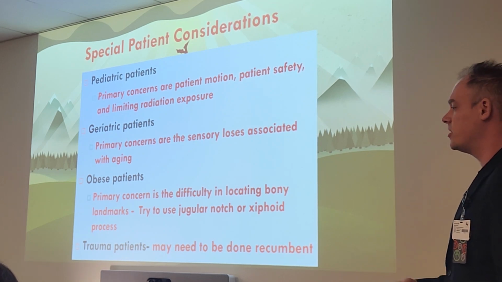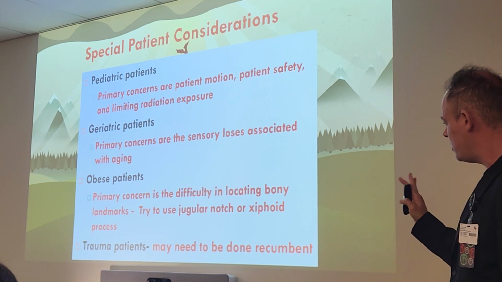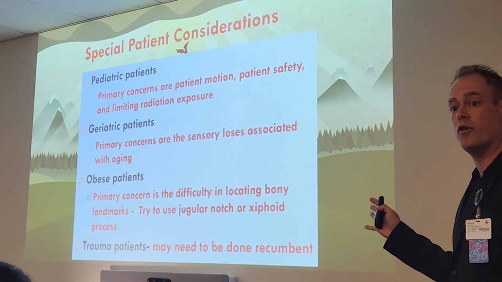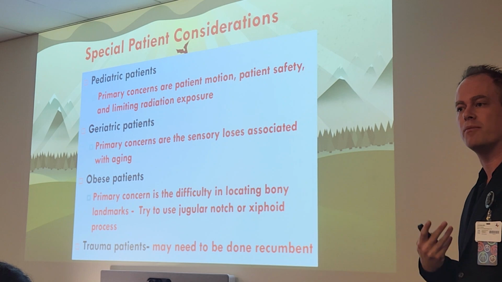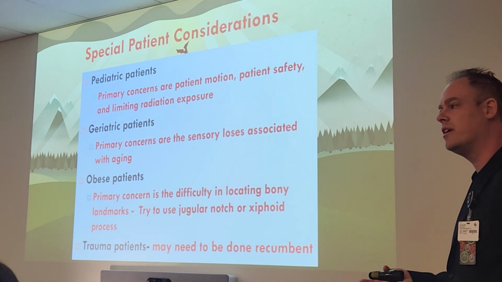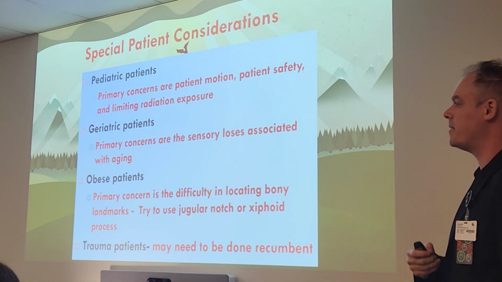The good thing about all the positioning in this chapter is almost every position, you can rely on that jugular notch and xiphoid process to some extent to find that centering properly, especially if you're having trouble locating the area on a more obese patient.